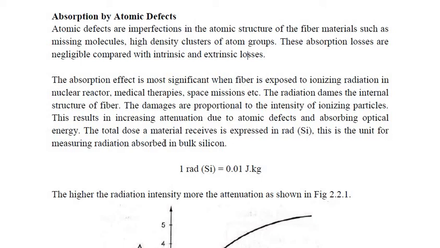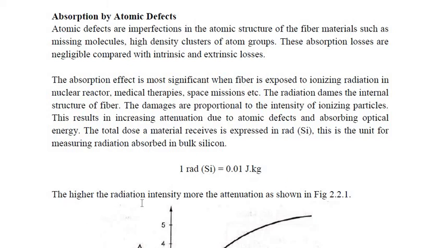The total dose a material receives is expressed in rad. This is the SI unit for measuring radiation absorbed in bulk silicon. 1 rad in silicon is equal to 0.01 joules per kg.